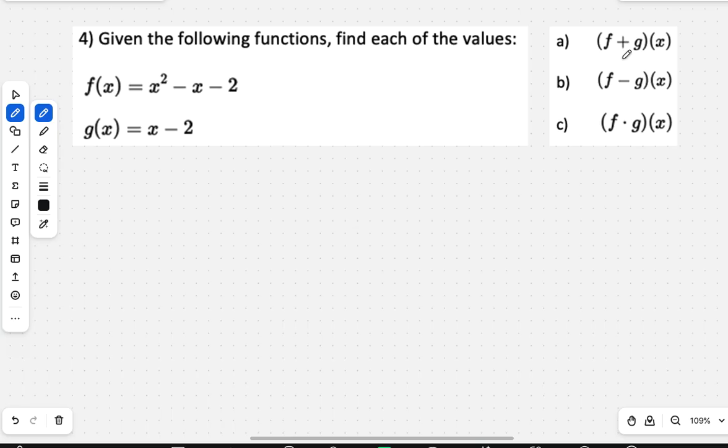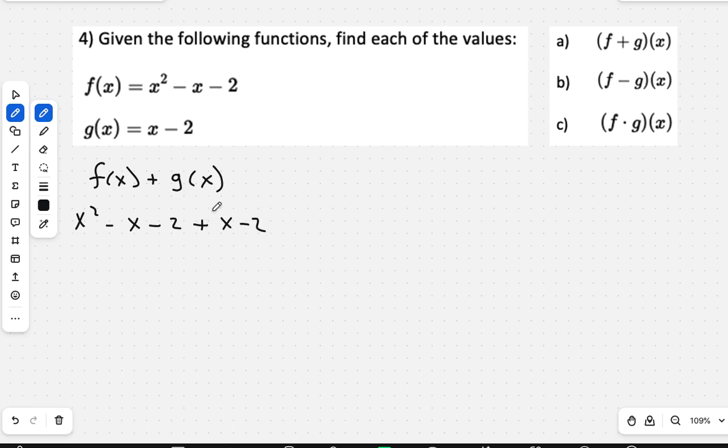So then this last example, it's still operations, except now you notice there's no numbers, so we're just going to do these algebraically rather than evaluating. So these are the three props. So this first one, f plus g of x, again, that doesn't mean multiply by x. What that means is f of x plus g of x. So those mean the exact same thing. So f of x is x squared minus x minus 2, and we're going to add to that g of x, x minus 2. Since I'm adding, I'm not writing the parentheses.